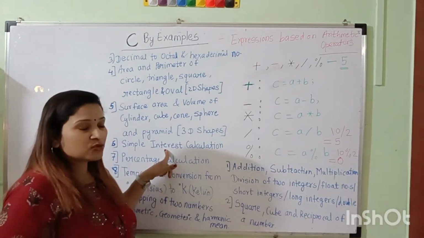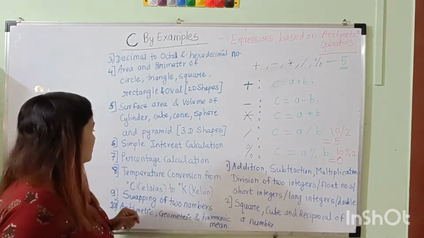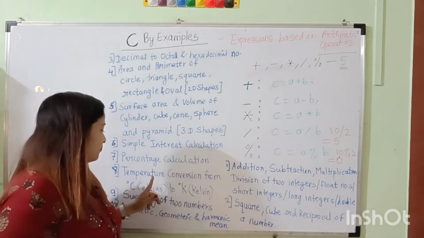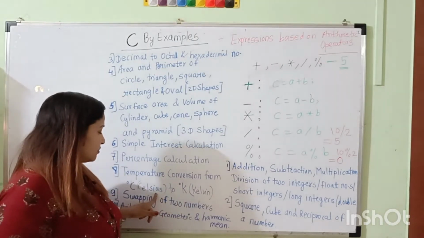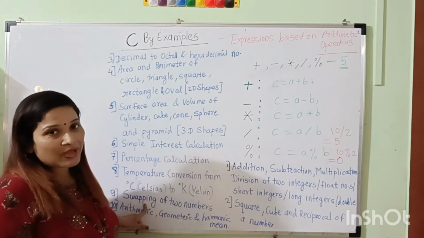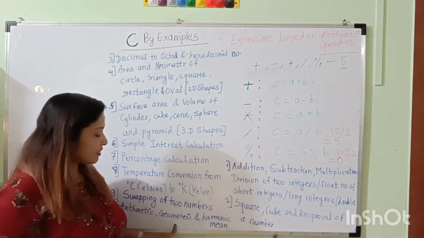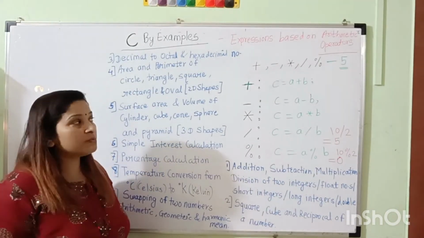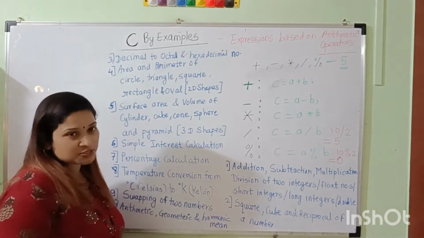Then we will see how to calculate simple interest using a C program based on arithmetic operators. Then percentage calculation based on the marks of a few subjects. Then how to convert a temperature from one unit to another, in which we will see Celsius to Kelvin conversion. Then how to swap or interchange two numbers. Then the arithmetic, geometric, and harmonic mean of two numbers. These are the 10 programs which will be the agenda of this video. Okay, let's see the first program now.